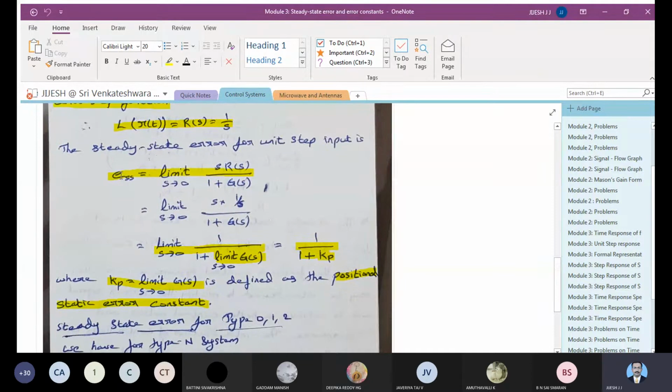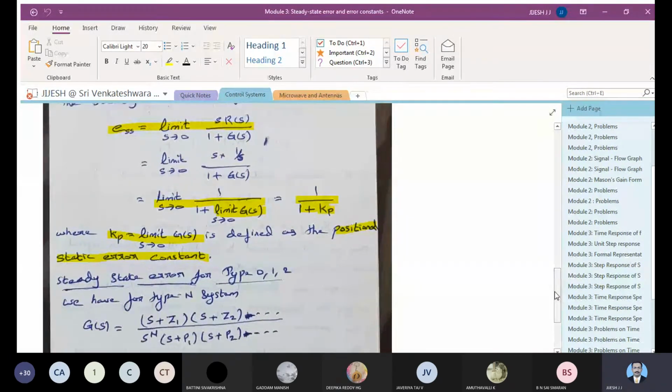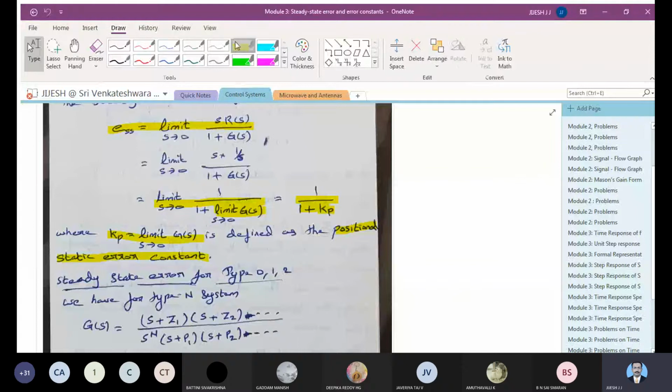So it's clear for all of you till here. Shall we proceed with type 0, 1 and 2? Yes, sir. Okay. What we can see here is now we are going to see the steady state error for type 0, type 1 and type 2. So in type 0, type 1 and type 2, we are going to see type n system. So it can be 0, 1, 2, 3, etc.